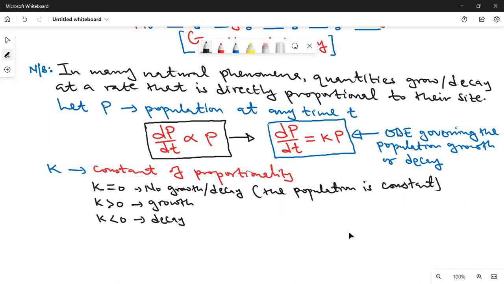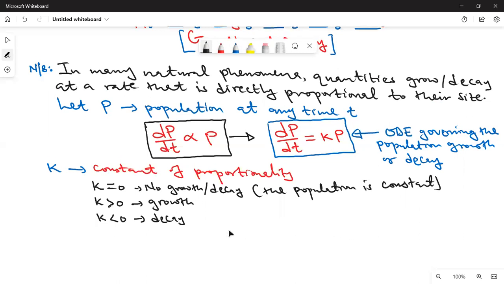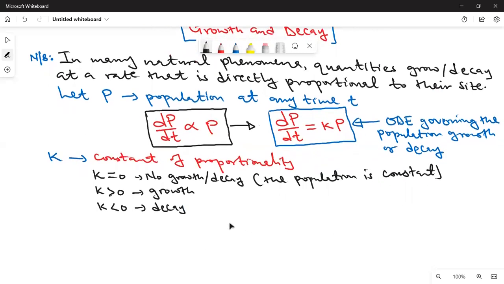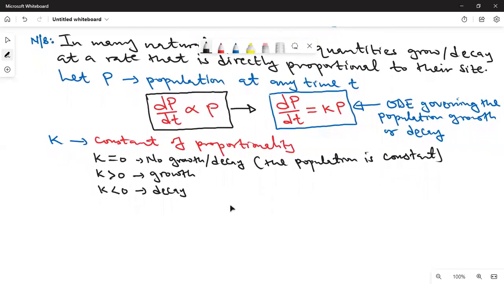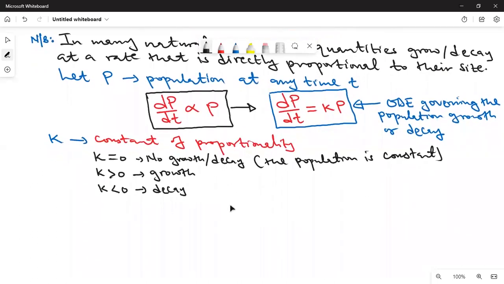So having explained those critical pieces of information in population growth and decay, let's look at some examples. We'll look at three examples. Let's start with the first one. We write example number one.